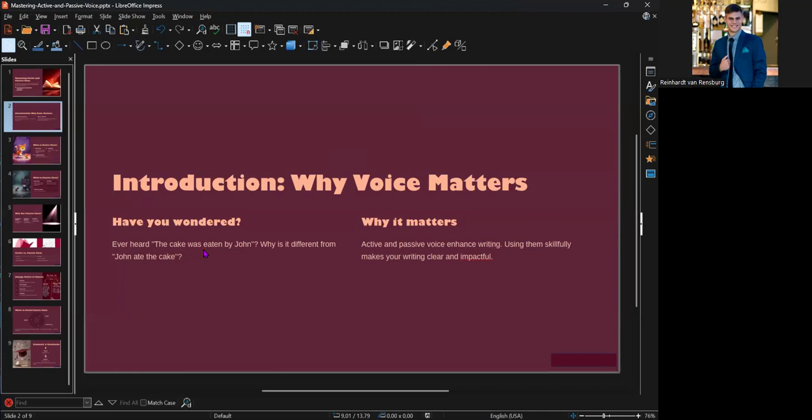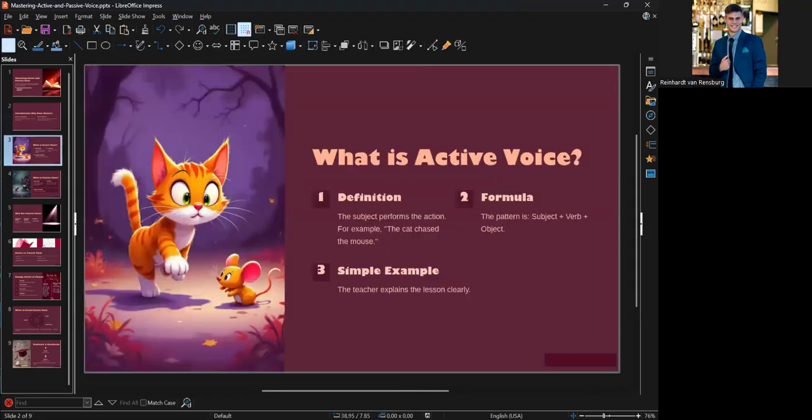But why does this matter? Well, the way we structure our sentences can affect how clear and direct our writing is. If we use passive voice too much, our writing can become wordy or vague. On the other hand, using passive voice in the right situations can help emphasize important information. So let's dive a bit deeper into active and passive voice and see how they work.